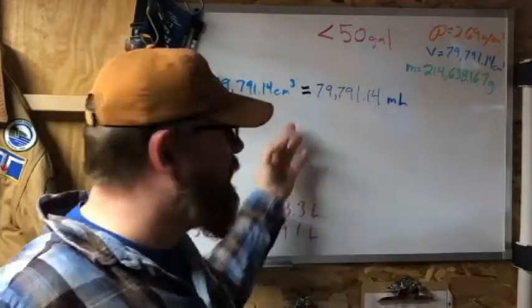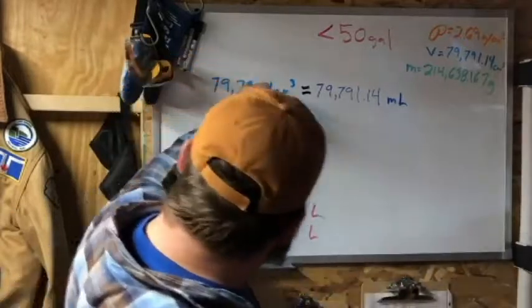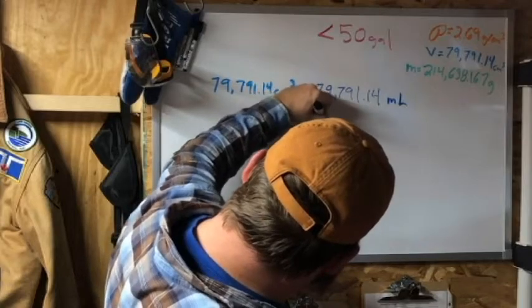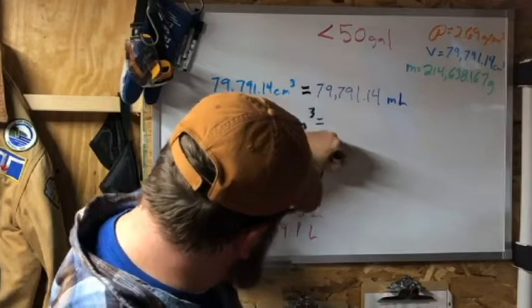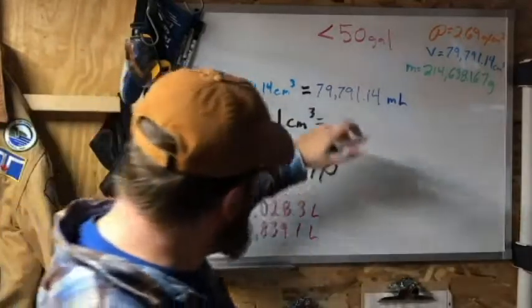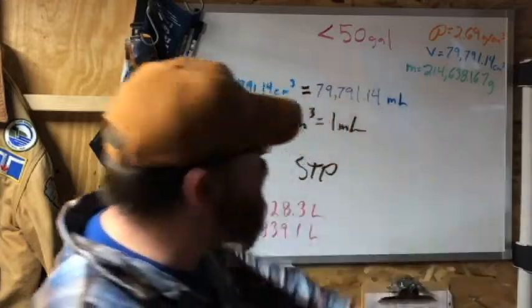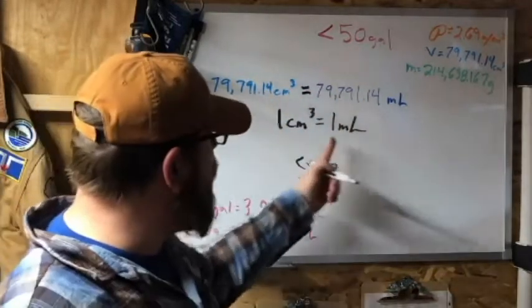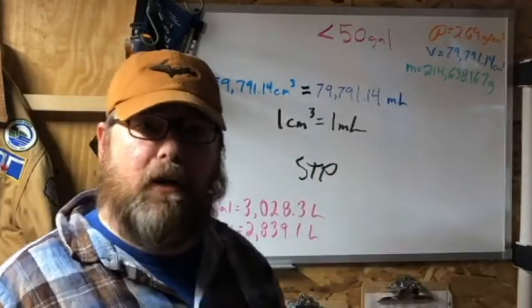When you're interchanging, this works better. But the reason why is because 1 cubic centimeter at standard temperature and pressure, what we call STP generally, is equal to 1 milliliter of water. So these two are directly equal to one another at standard temperature and pressure.